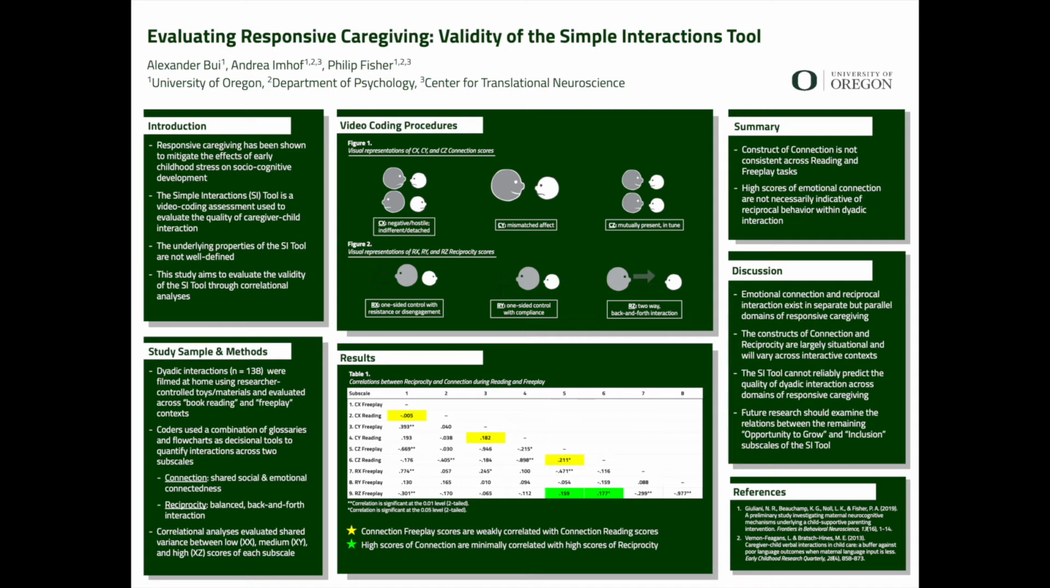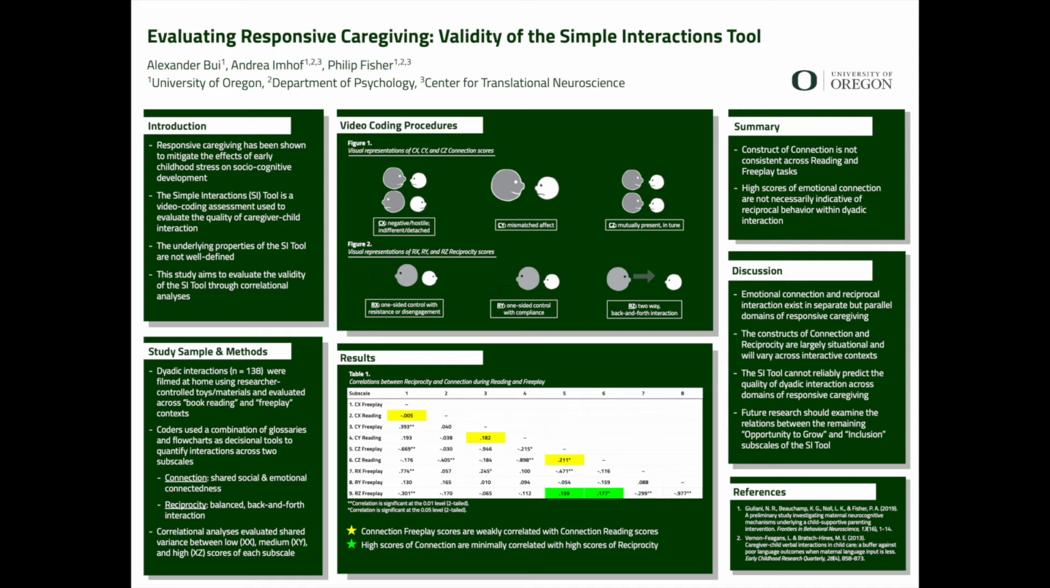The Reciprocity subscale measures the quality of back-and-forth interaction and is scored similarly to connection using X, Y, and Z scores. As seen in Figure 2, RX scores are given if both parties are disengaged with one another, RY scores are assigned if interactions are primarily one-sided, and RZ scores are given when there is mutual back-and-forth interaction where both the caregiver and child are equally engaged.